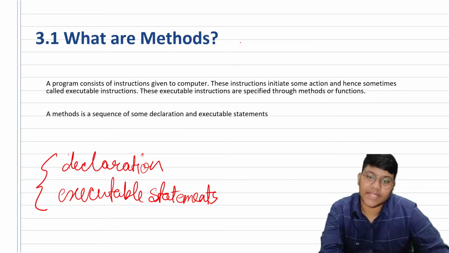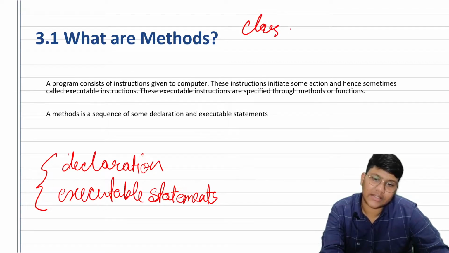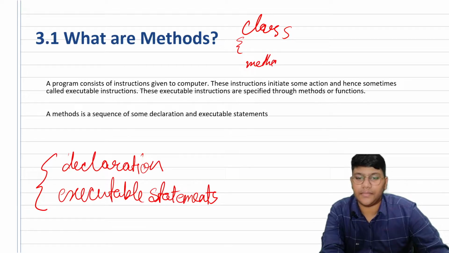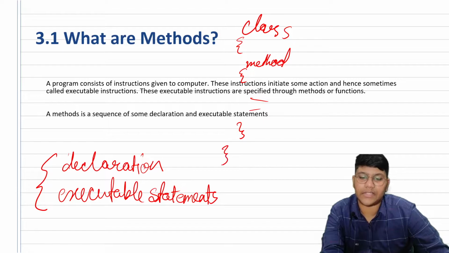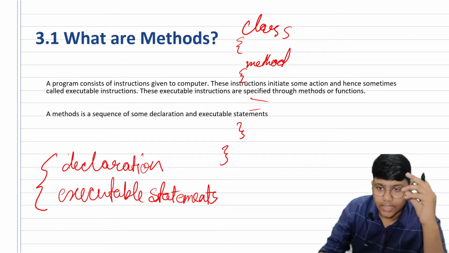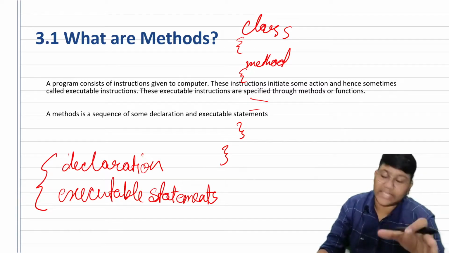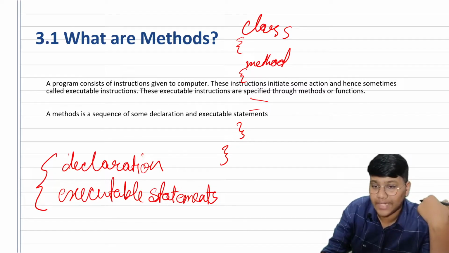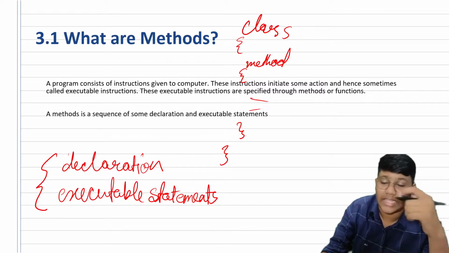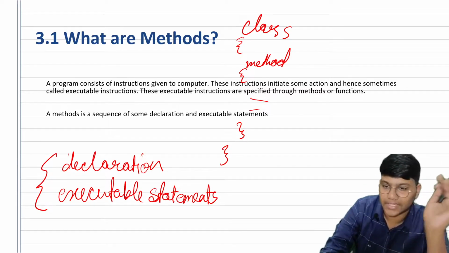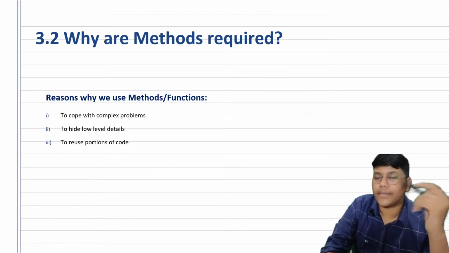Okay, there comes a class, then there may be many methods. So there is a method, and inside that method there are declarations and executable statements. Okay, so what are methods? Methods are basically part of programs where declarations and executable statements are written. A method is a sequence of some declaration and executable statements. Simple. Why are methods required?